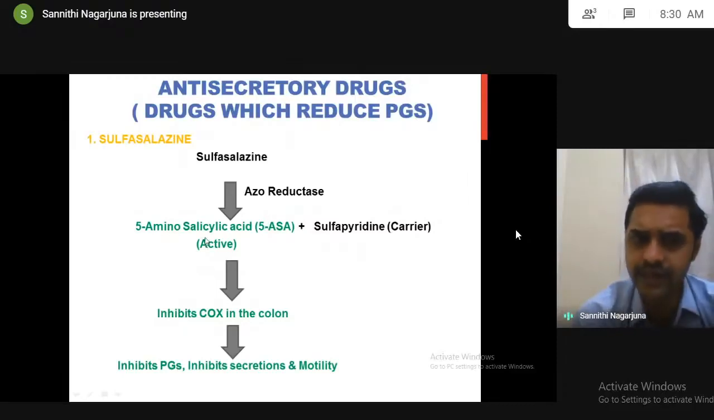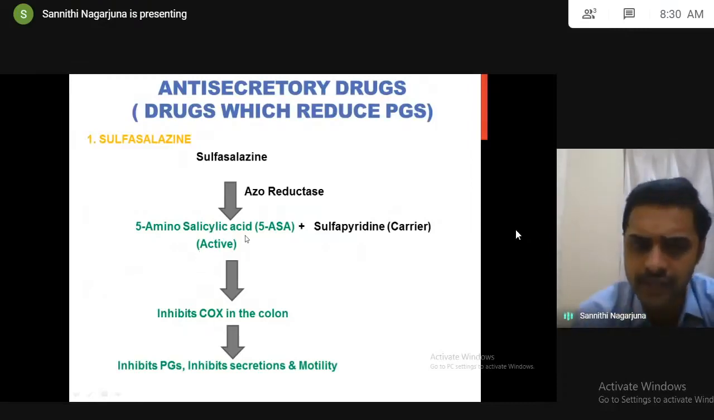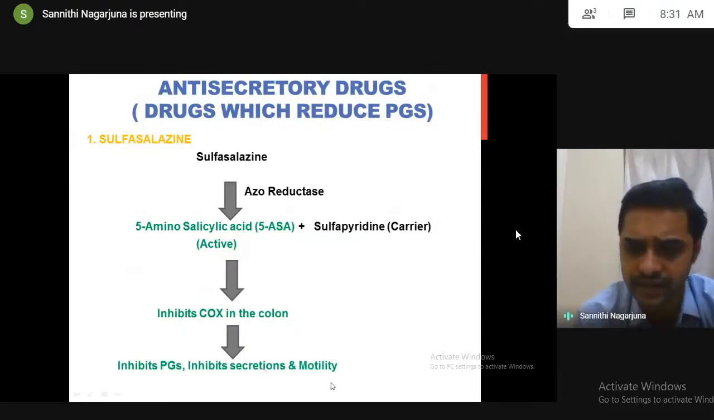This 5-aminosalicylic acid is a salicylic acid. As you know that aspirin, acetyl salicylic acid, NSAIDs, inhibit COX, right? 5-aminosalicylic acid inhibits COX. If it inhibits COX, it inhibits prostaglandins. Decrease in prostaglandins inhibits the secretions. I told you prostaglandins increase all secretions of mucus, bicarbonate, everything, and decrease the motility.